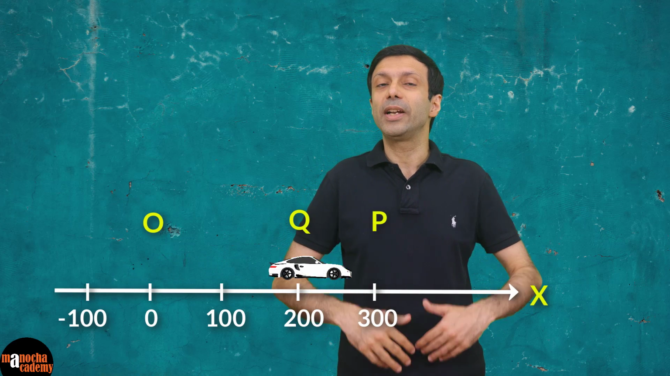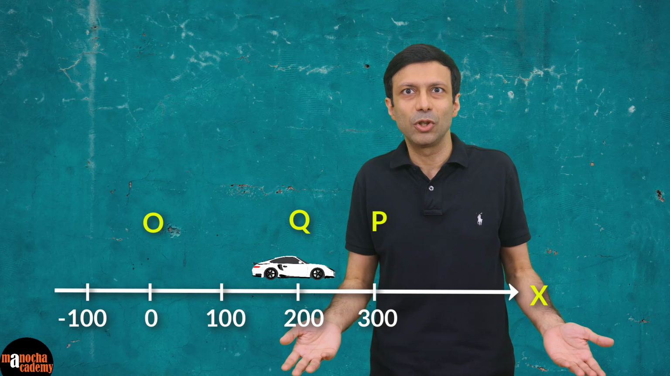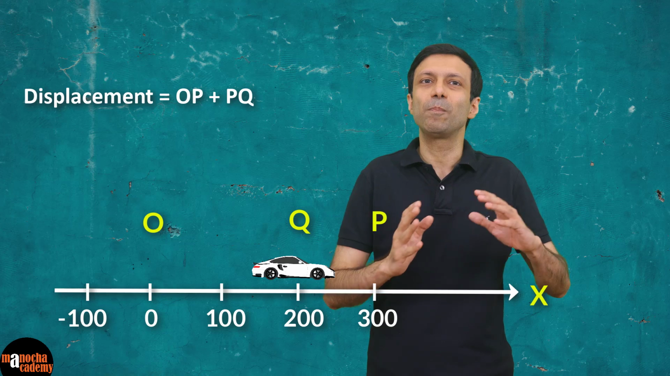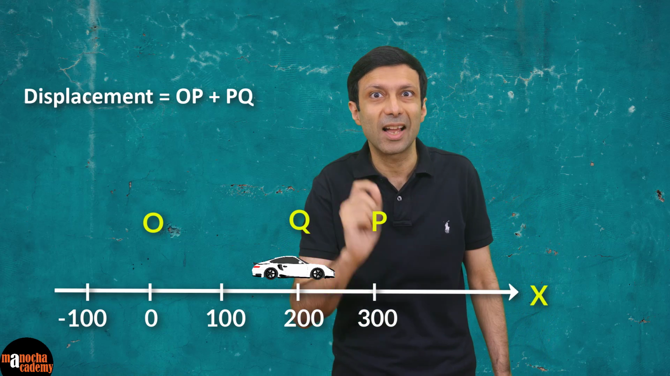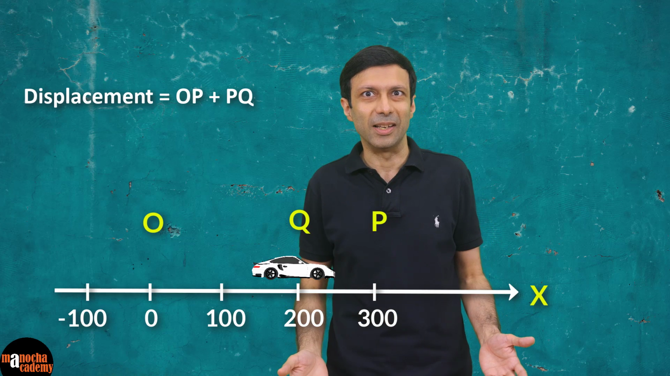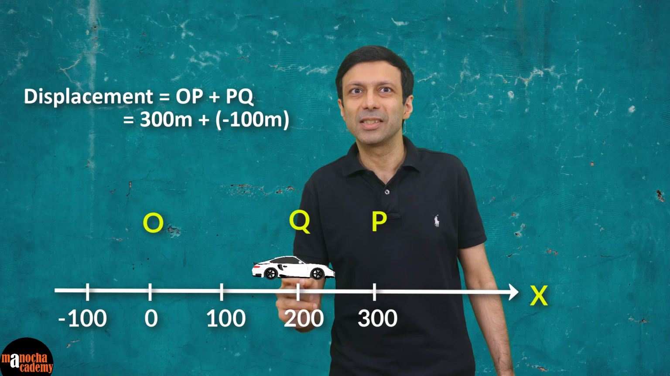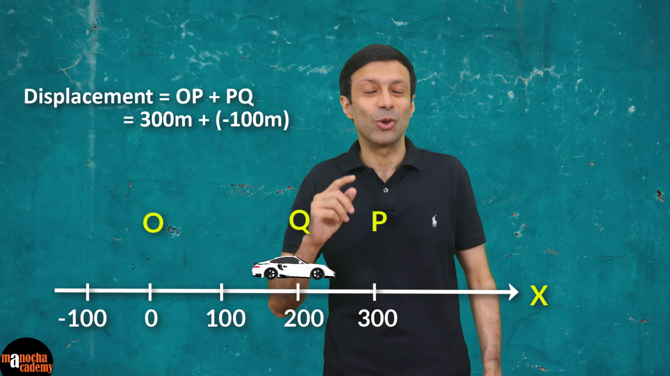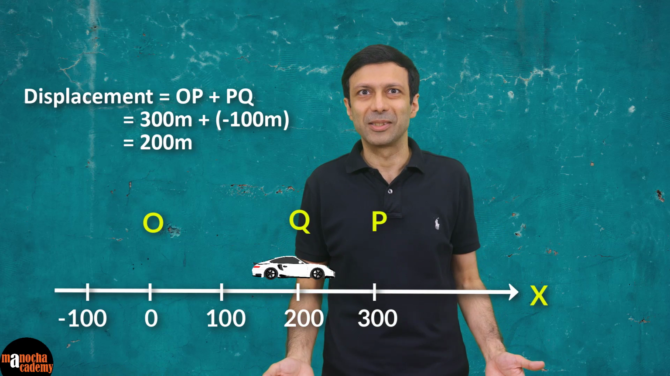Now if we want to calculate the overall displacement from O to Q, then we can simply add up the two numbers, the displacement from O to P and the displacement from P to Q. But we should add the numbers with the correct sign because it is a vector quantity. So the overall displacement here is going to be 300 meters plus minus 100 meters, not just 100 meters. You have to put in the negative sign. So the answer is going to be 200 meters.